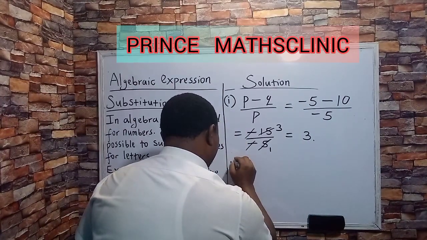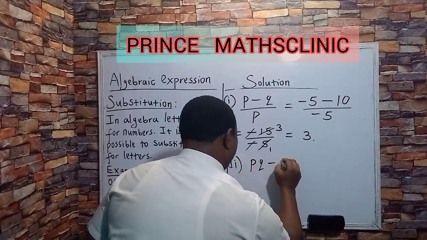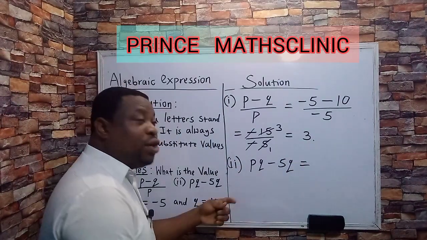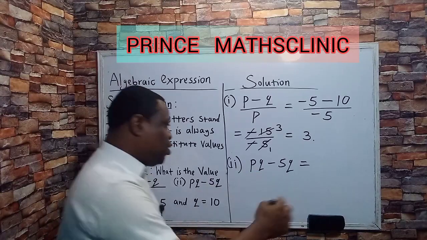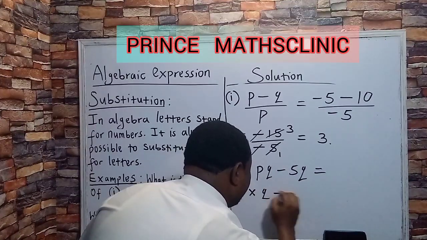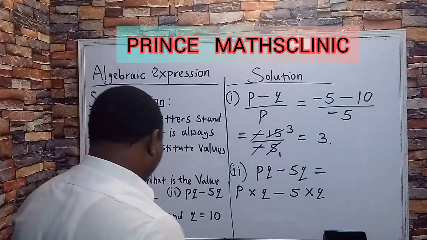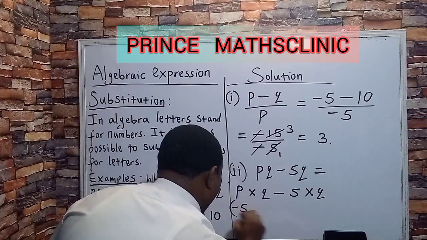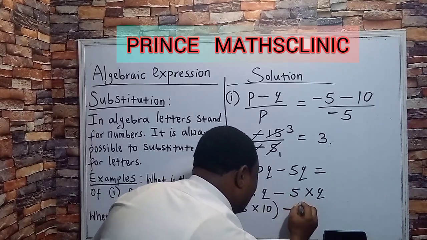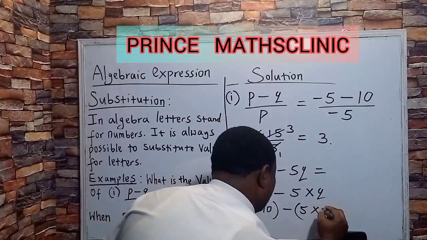Then in the second question, we're given that pq minus 5q. Now, remember they are algebra. pq simply means p times q. So let us put it p times q minus 5 times q. So what is p? p is minus 5. So minus 5 times q, which is 10. Then this negative is here. Then 5 times our q, which is 10.